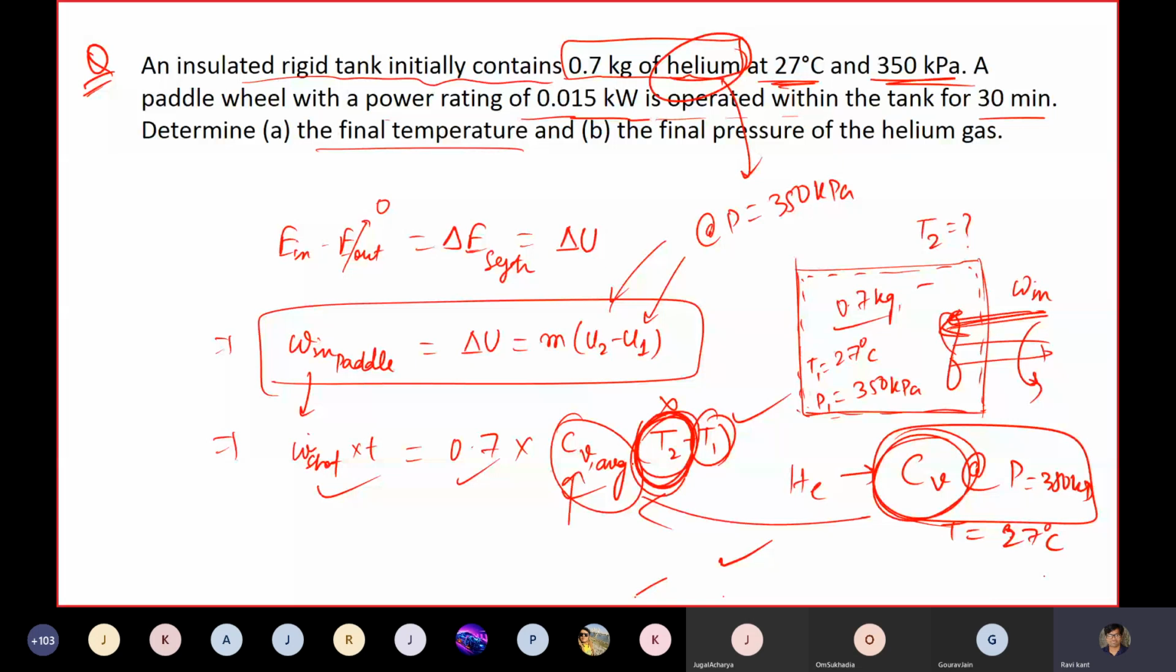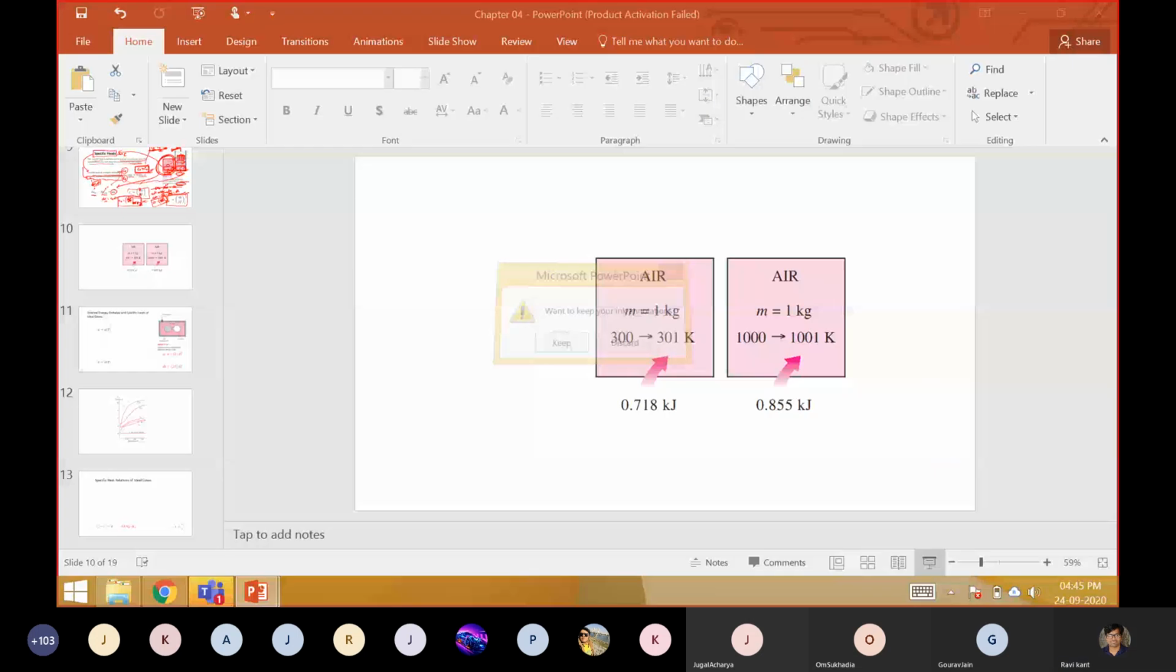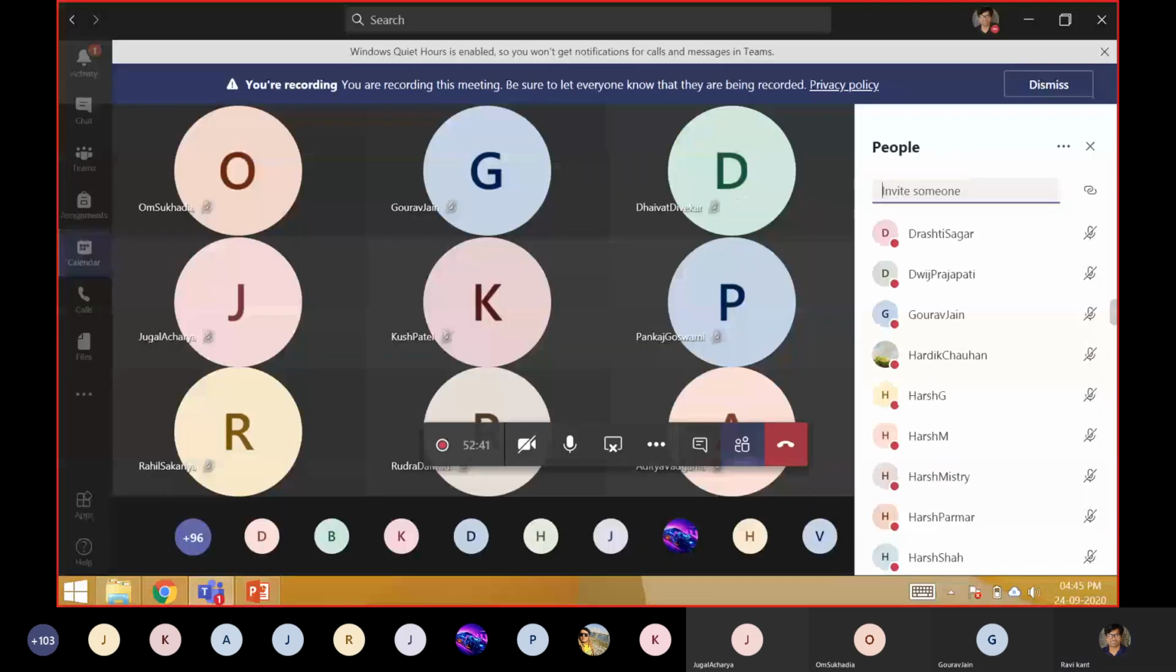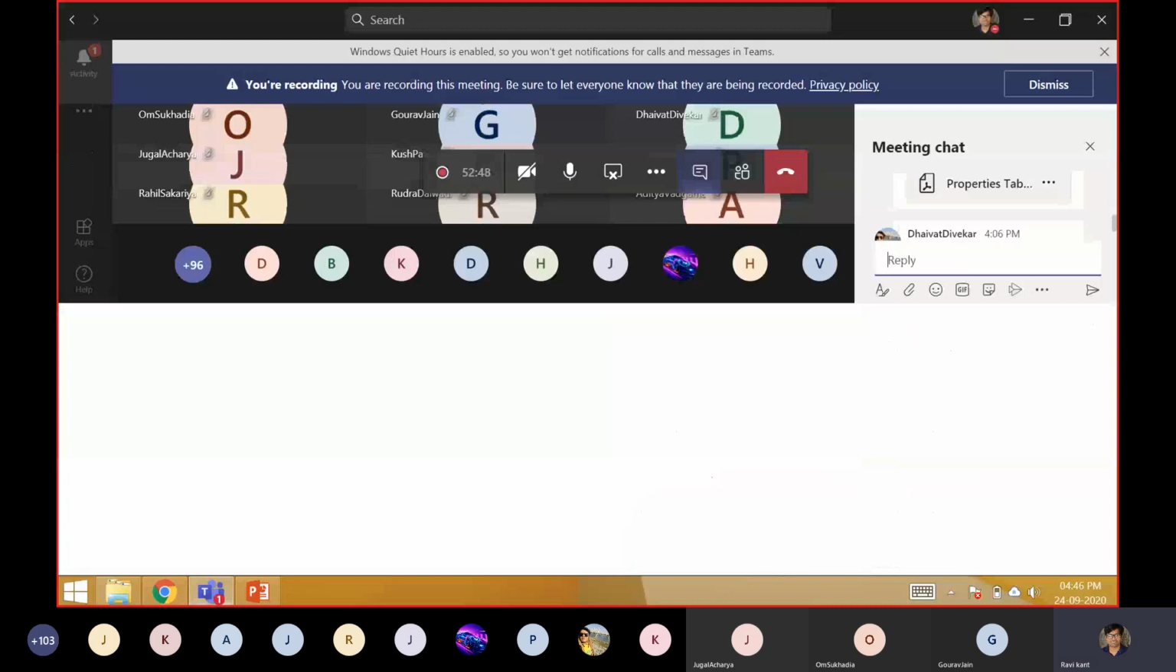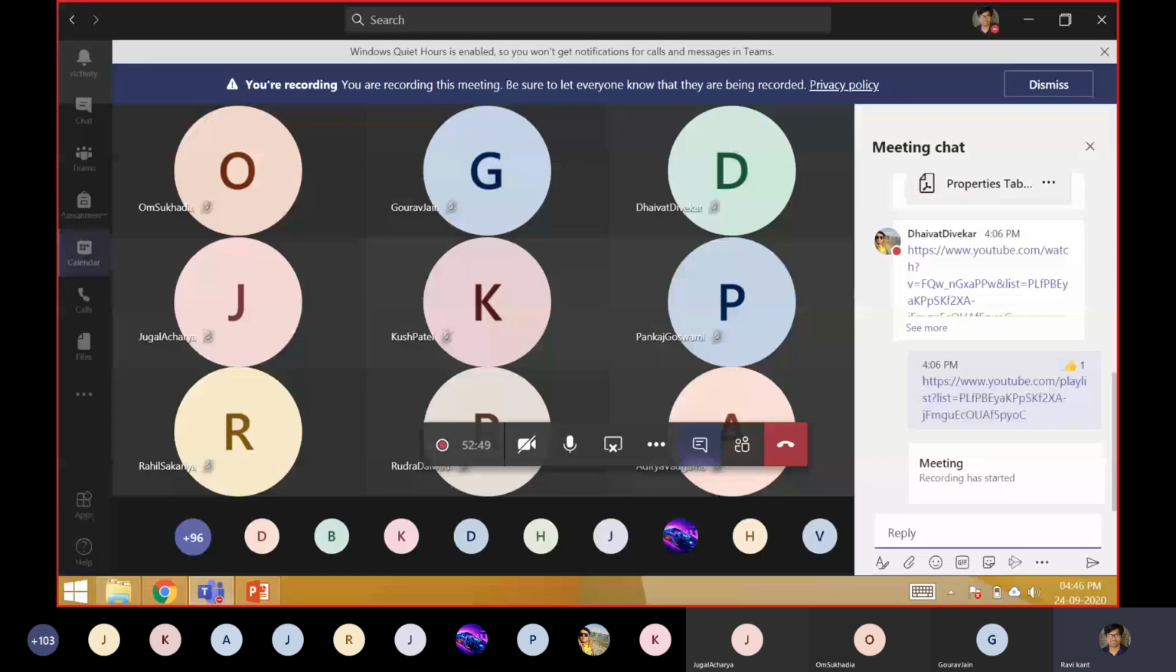The next question is the final pressure of the helium. How to calculate the pressure of the helium? Quickly, who will tell? Okay, nobody? I'll take 5 more minutes and I will finish this example also.